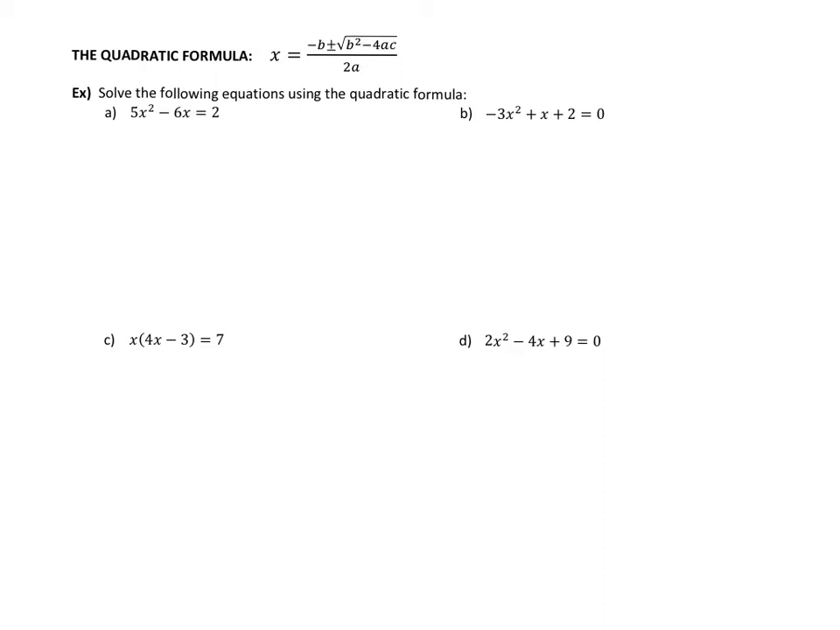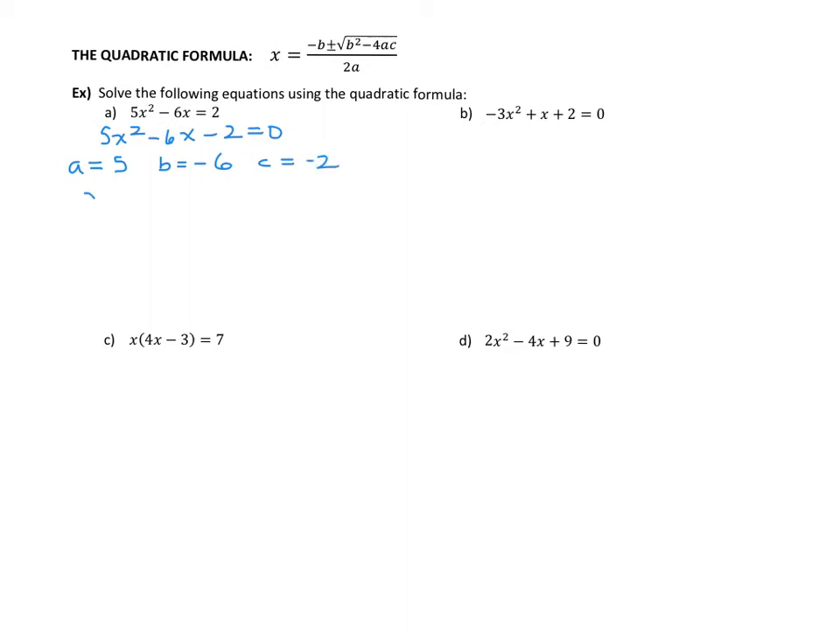You always want to make sure that you get 0 on one side, just like we did before with solving by factoring. You want to get 0 on one side of your equation, of your equal sign. So I'm going to subtract 2 from both sides, and then I have my equal 0. So now I can state my value of a, b, and c. So the a is the thing in front of the x squared, the b is the coefficient of the x, and the c is the coefficient, the constant term.